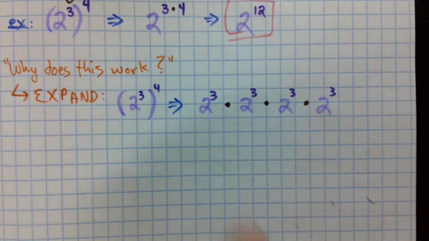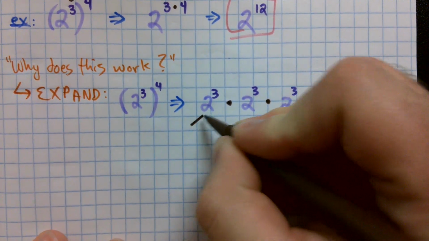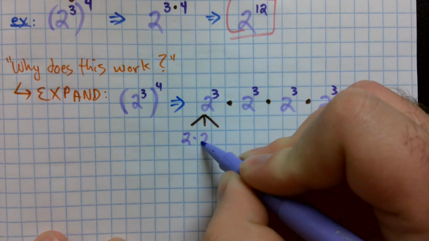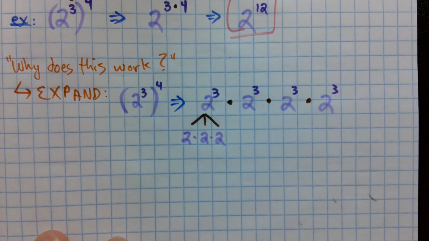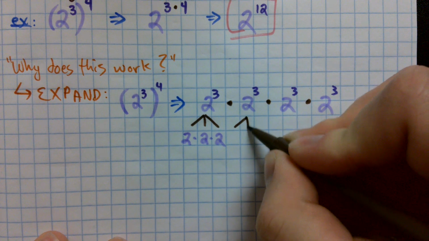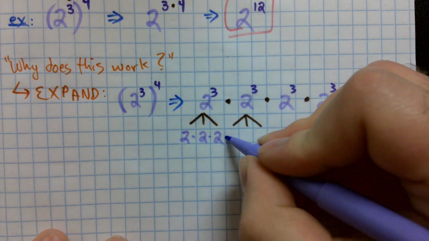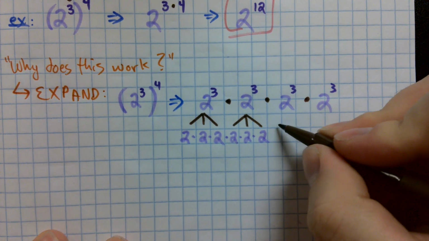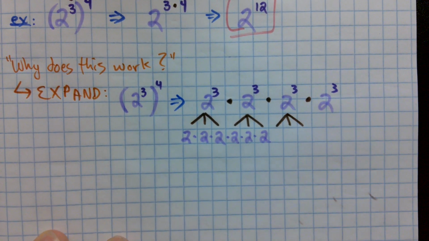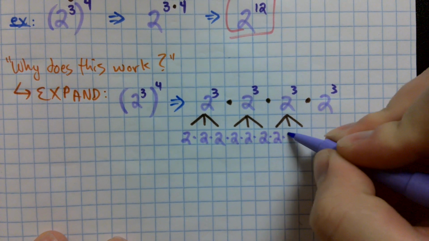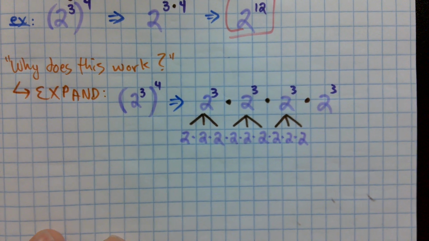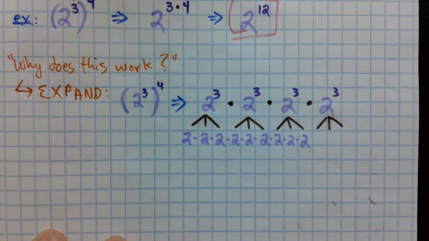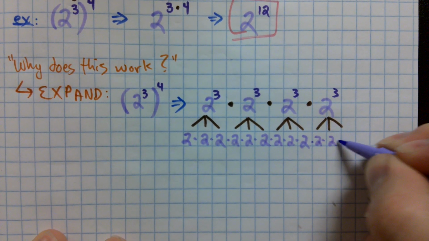Okay. Now what if we expanded 2 to the third? What would 2 to the third look like? 2 times 2 times 2. This 2 to the third is going to look like 2 times 2 times 2. This 2 to the third is going to look like 2 times 2 times 2. And finally, we've got one more 2 times 2 times 2.